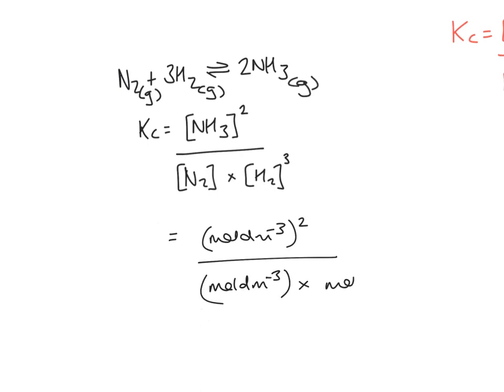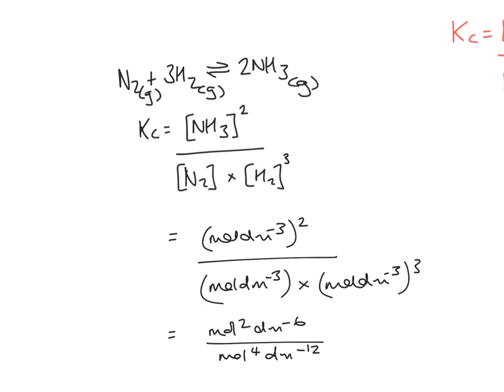And then on the bottom of the brackets here, we have moles per dm cubed times moles per dm cubed. This can be written out as mole 2 dm minus 6 because we're just basically multiplying out what's inside of our bracket. And then on the bottom, all these combined means we have mole 4 dm minus 12, again due to the fact that we combine the 1 mole here and the 3 moles here to make mole 4.